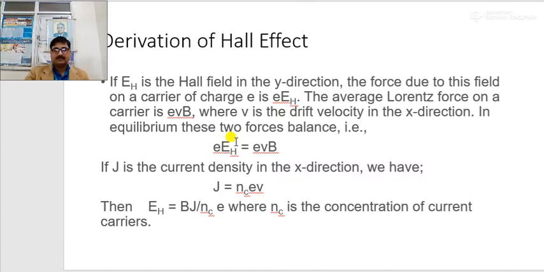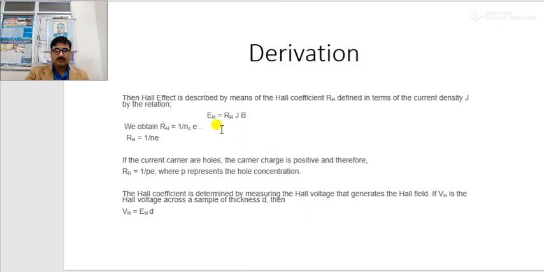So at the equilibrium condition, the Lorentz force must be equal to the force given by the Hall effect. On the basis of current density and concentration of charges, we derive the relation EH is equal to RH J B, where RH is equal to 1 by N E, that is, the Hall coefficient, which is determined by measuring the Hall voltage that measures the Hall field.